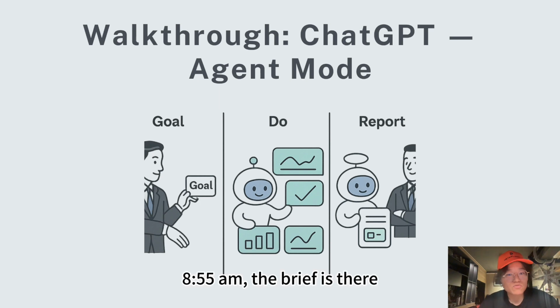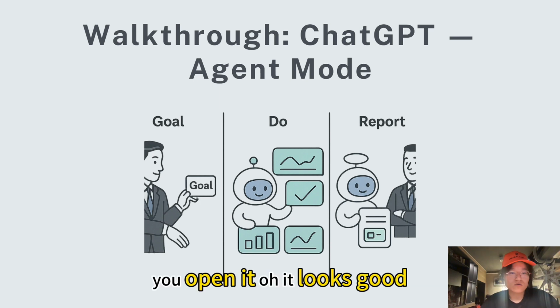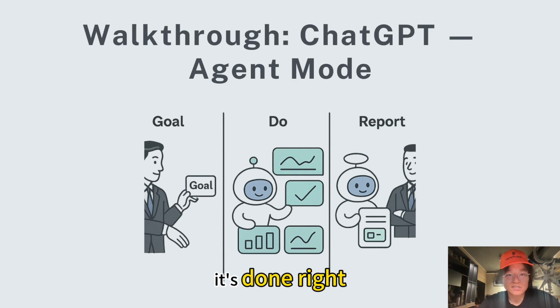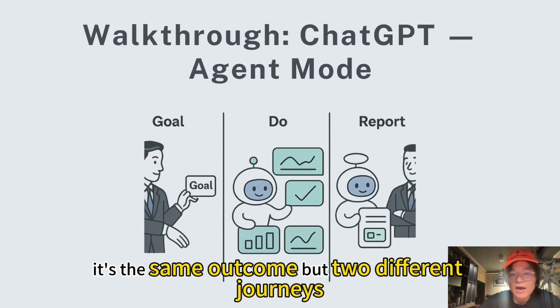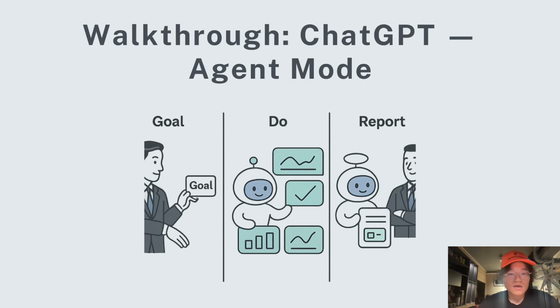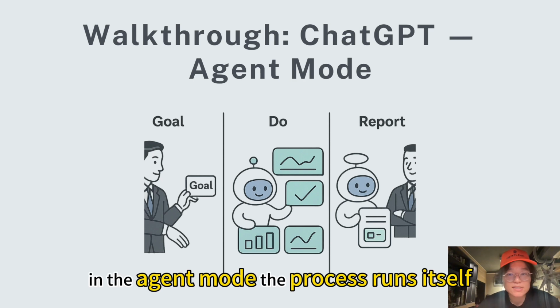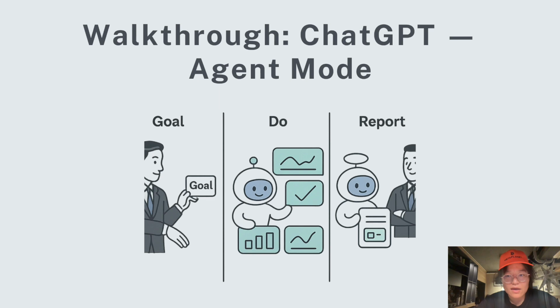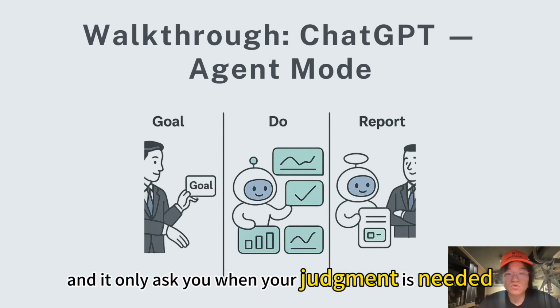8:55 a.m. The brief is there. You open it. Oh, it looks good. And you make some calls. It's done. It's the same outcome, but two different journeys. In the chat mode, you're like babysitting the AI to do it. In the agent mode, the process runs itself with your guidance. And it only asks you when your judgment is needed.